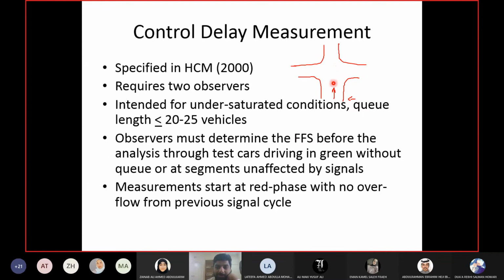If you are passing during green time, people try to capitalize on the green time and their speed is faster than in any other condition. So you start your survey when you have all these things. You have two observers, the conditions are undersaturated, you know the free flow speed of the road, and you are at the signal and the signal has just become red. Now let us see what these two observers have to do.